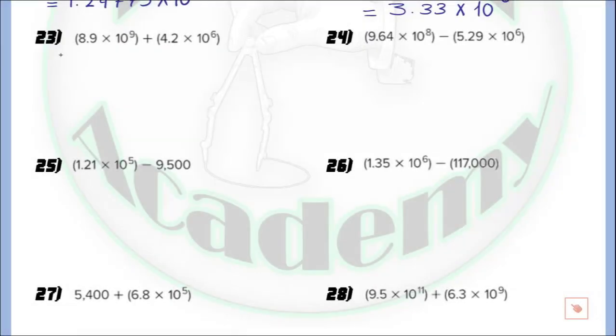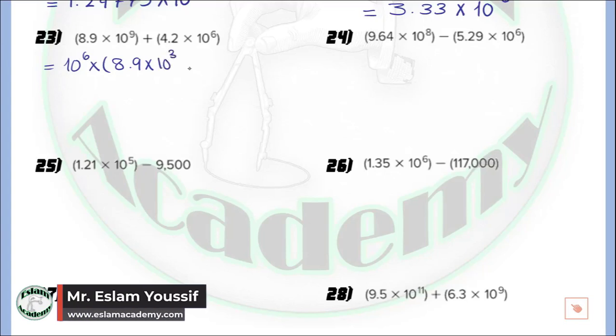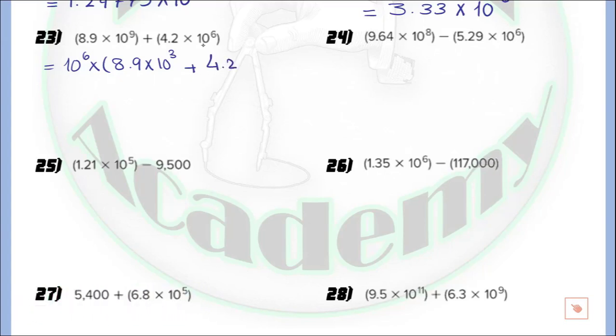In question number 23, we'll find that we have 8.9 times 10 to the power 9 plus 4.2 multiplied by 10 to the power 6. The two numbers that we have now are written in scientific form. Now the smallest power of 10 is 10 to the power 6. It will be the common factor. You will find that the remainder from the first bracket, which is 8.9 times 10 to the power 9 divided by 10 to the power 6, equals 10 to the power 3, plus the remainder from the second bracket, which is 4.2 times 10 to the power 6 divided by 10 to the power 6, which equals 1.